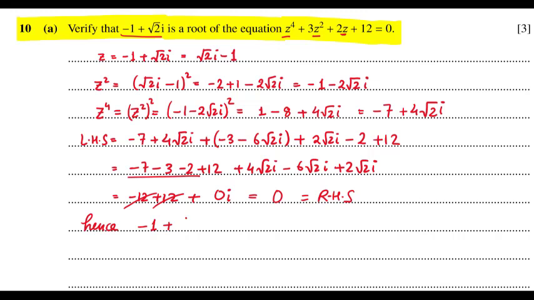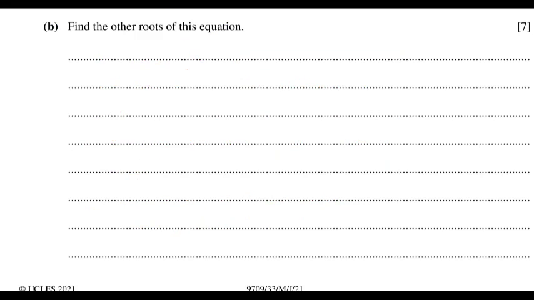-1 + √2 i is a root. This is just one root of the equation. Now in the b part we need to find the other roots of this equation. From the first part we have seen -1 + √2 i is one root. We know the coefficients of this polynomial are real numbers, so another root has to be -1 - √2 i.